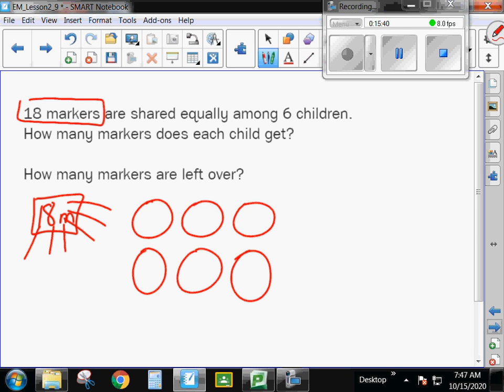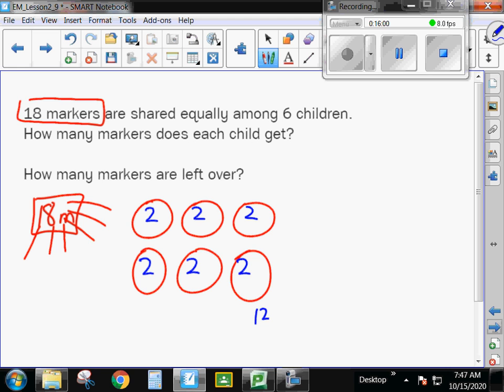Well, I'm going to start divvying up those markers. So I'm going to do it kind of 1 at a time. Or you know what? I could even do it 2 at a time if I wanted to. I'm good at counting by 2. So I'm going to do 2, 4, 6, 8, 10, 12. So I know I got rid of 12.